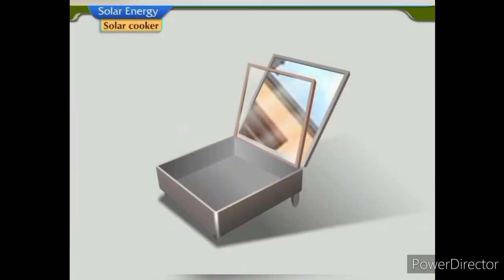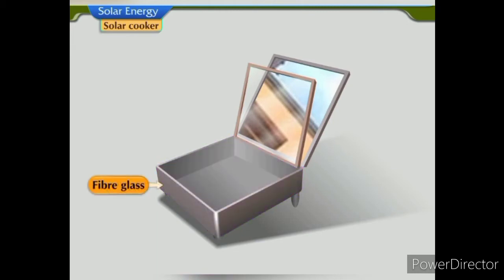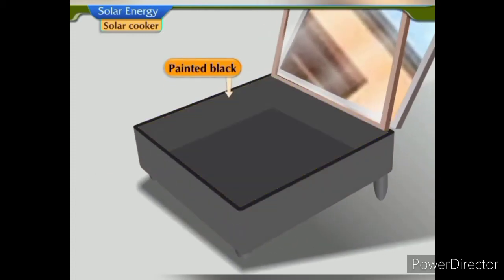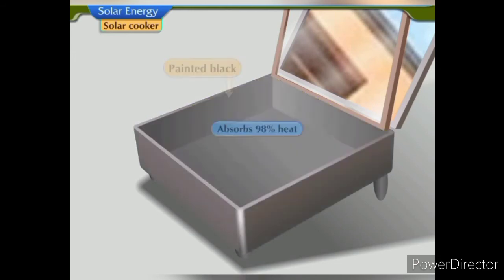Let us understand the construction of a solar cooker. A solar cooker consists of a box made from non-conducting material like plastic or fiberglass. The inner surface of the box is painted black. The use of black surface is to absorb more heat. It absorbs 98% of the incident heat radiation.